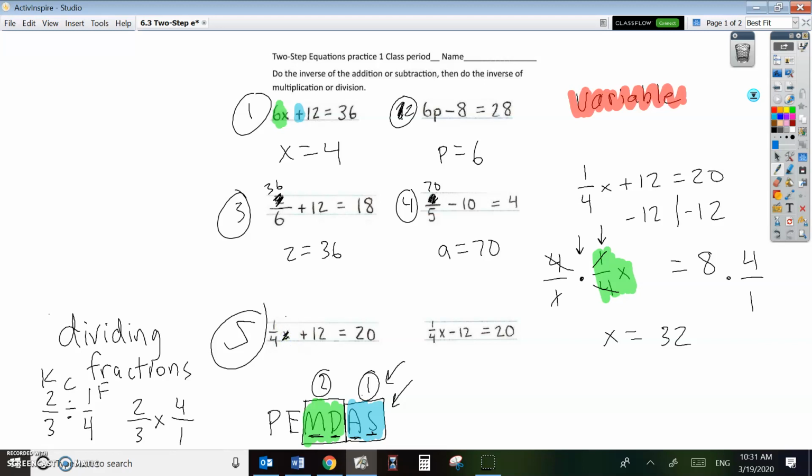And now substitute 32 into the original equation. 1/4 times 32. Let's put that right here. Plus 12 equals 20. Let's see if it's correct. We can cancel here. That's 1. That's going to be an 8. And then 8 plus 12 is 20. Yes, it works. So for this problem, x equals 32.